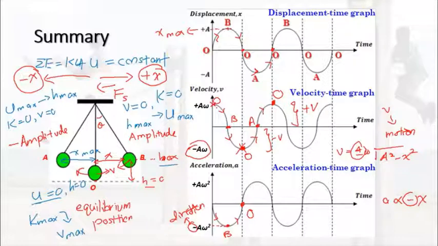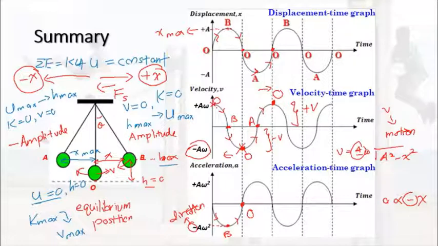Now can you see the difference? It's because of the direction. From B to O is going to the left. From A to O is going to the right. Therefore, one you have a negative V maximum, one you have a positive V maximum.